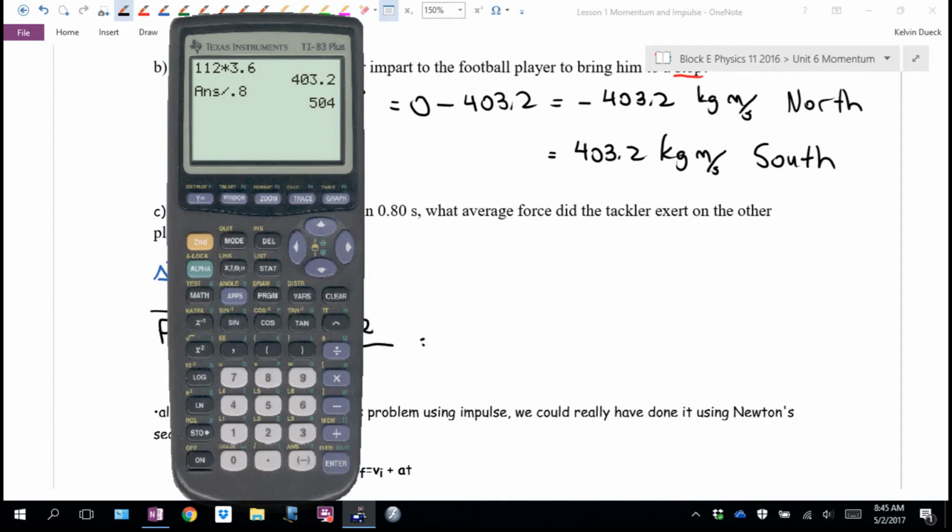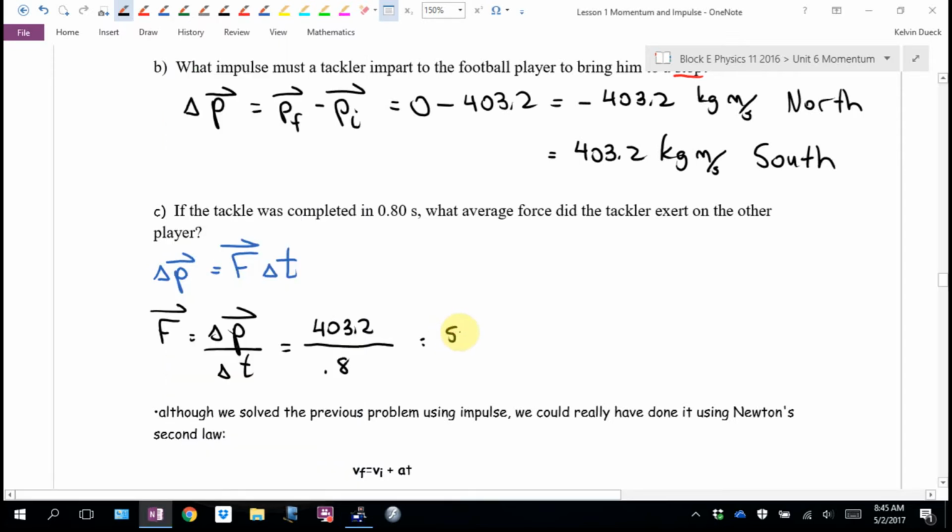You get 504? That's why I wanted to keep all the sig figs. I knew this one worked out evenly. Newtons. Did we get a positive or a negative answer? Direction? Okay. We, for some reason in part B, decided to let south be positive. Okay?